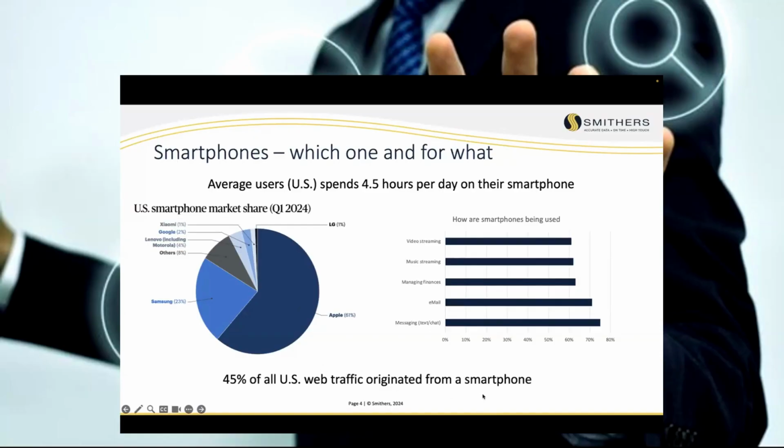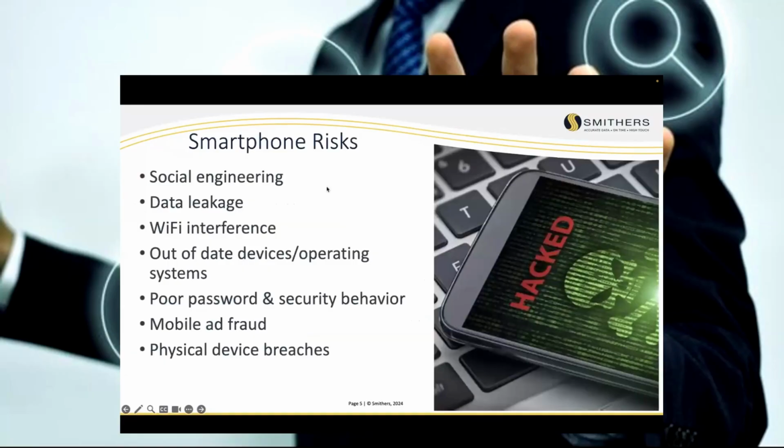Now, interestingly enough, the smartphone has about 3 or 4 problems that we don't normally see in many of our networks, but they're a little bit different. Social engineering, that has not changed. Social engineering on computers as well as smartphones is on the rise. I'll talk about each one of these in detail. Data leakage, information getting out. Wi-Fi interference is really for mobile devices only, unless you have a network. But out-of-date devices, poor passwords, mobile ad fraud is different, and physical device breaches are a little bit unique for smartphones as well as mobile devices at large.